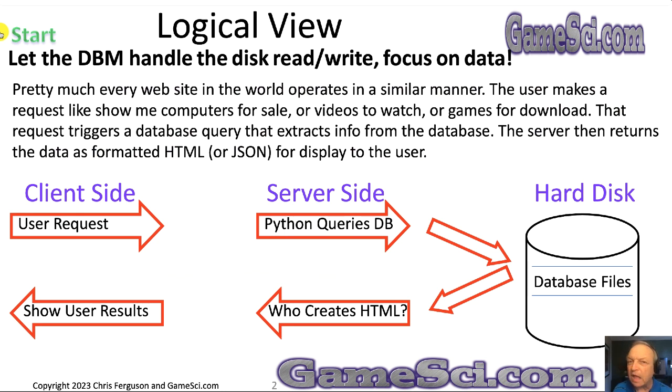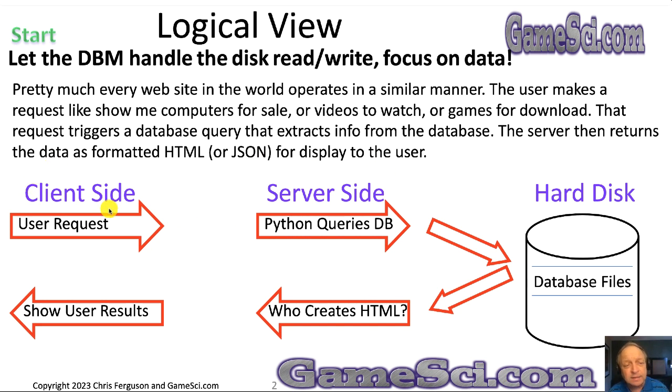Let's look at it from a logical view. Let's let the DBM handle the disk read and write for us so we can just focus on the data. Pretty much every website in the world operates in a similar manner. The user makes a request like show me the computers for sale or the videos to watch or the games to download. That request triggers a database query that extracts info from the database. The server then returns the data as formatted HTML or JSON records for display to the user.